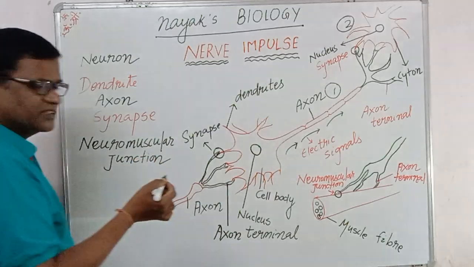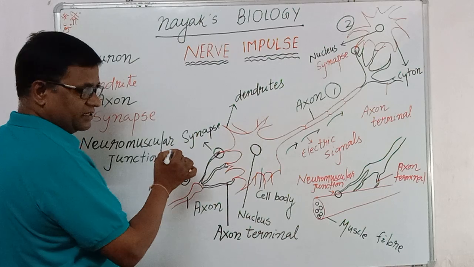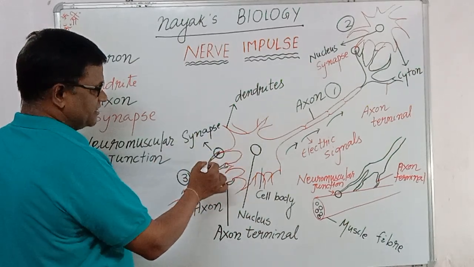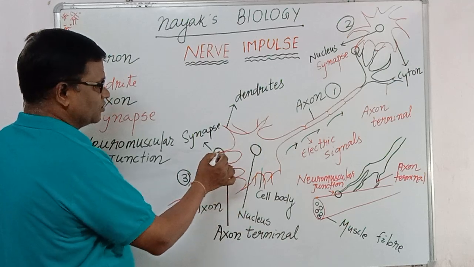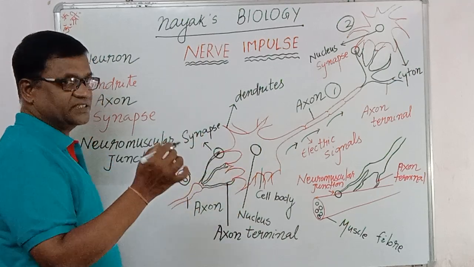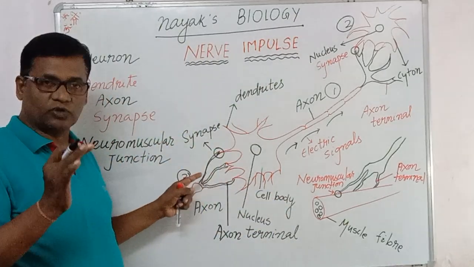Here also definitely one synapse will be there. Here it is neuron number 3. Attached to the other, there is a gap between the axon terminal. This is the axon terminal connected to the dendrites, and that is called the synapse. Synapse means there is a gap between the two neurons.